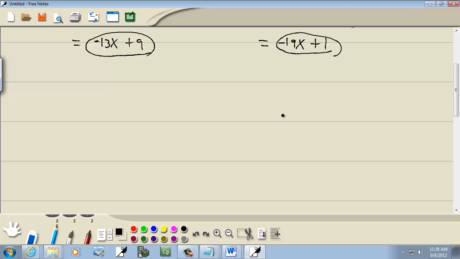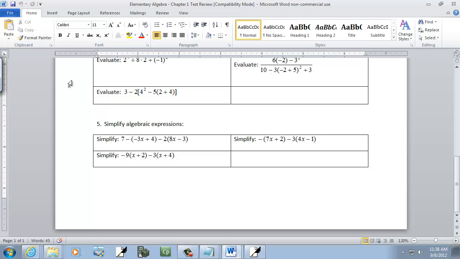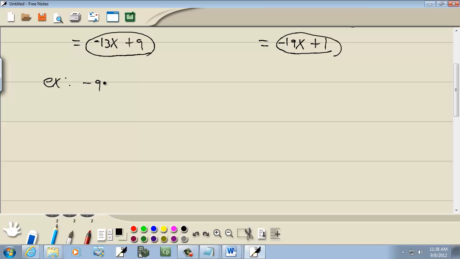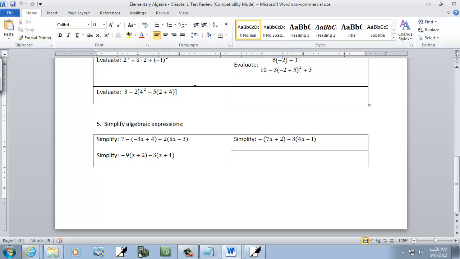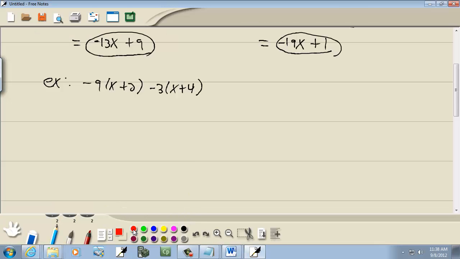And let's look at our third example. We got negative 9 times x plus 2, minus 3 times x plus 4. Okay, so we're going to use the distributive property again. Take negative 9 times x and times 2, and negative 3 times x and times 4.